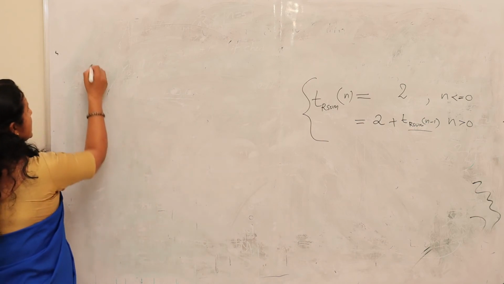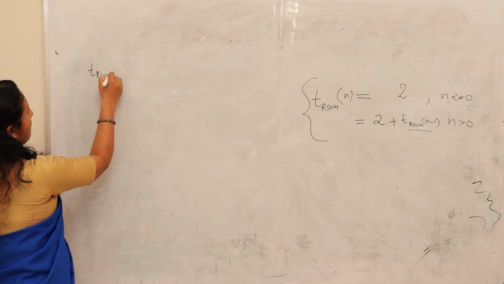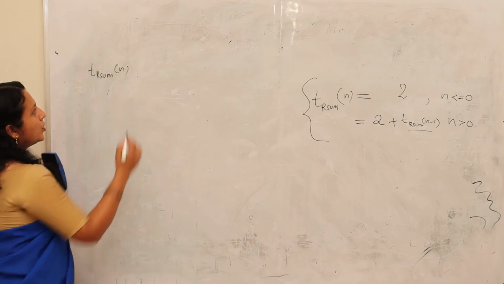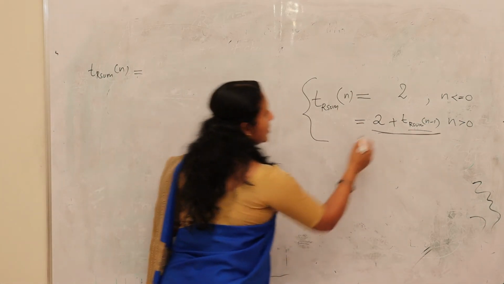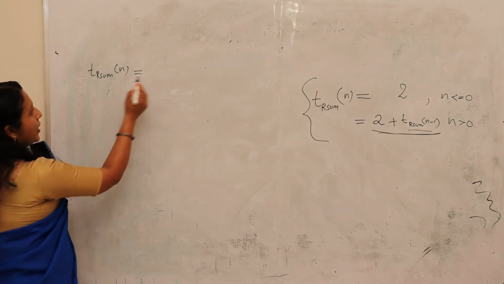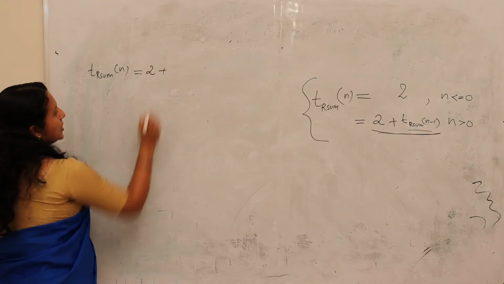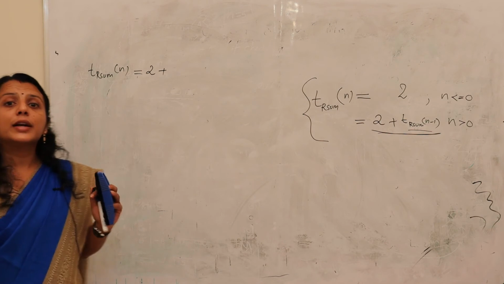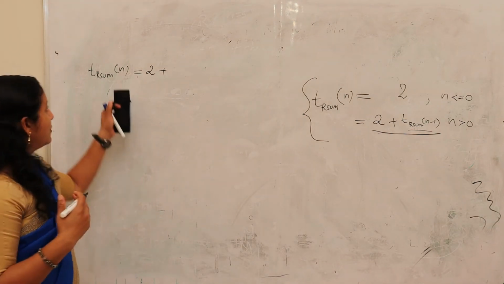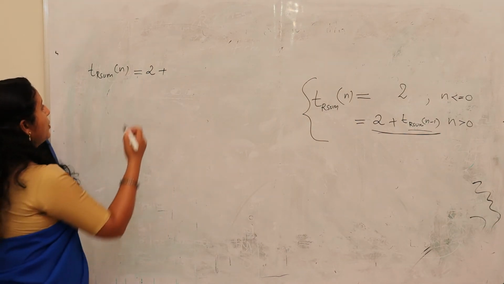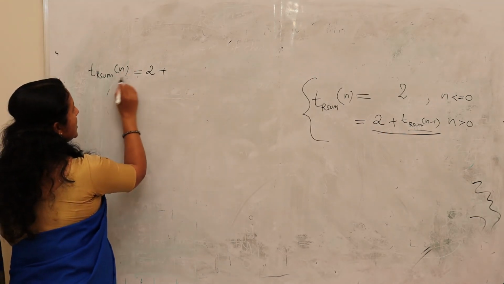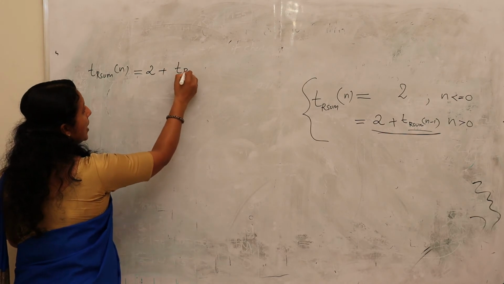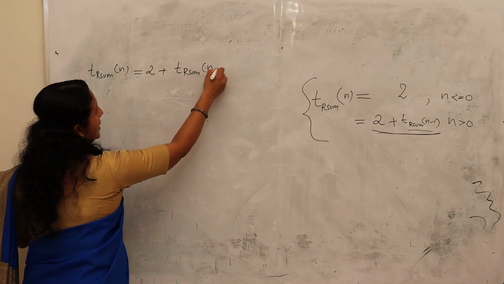Okay, so this is our TRsum of n. So we have to solve this relation. TRsum of n is equal to, in the worst situation, that means when the if condition is false, you will need this much amount of time for solving that problem. TRsum of n is equal to 2 plus TRsum of n minus 1.